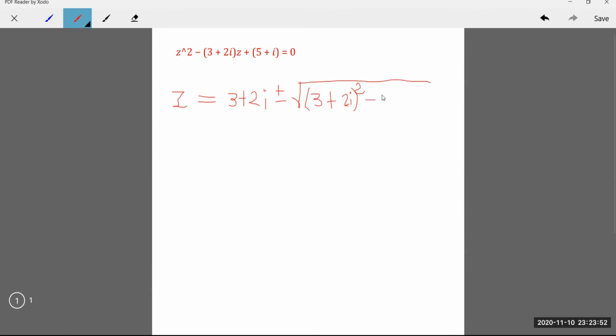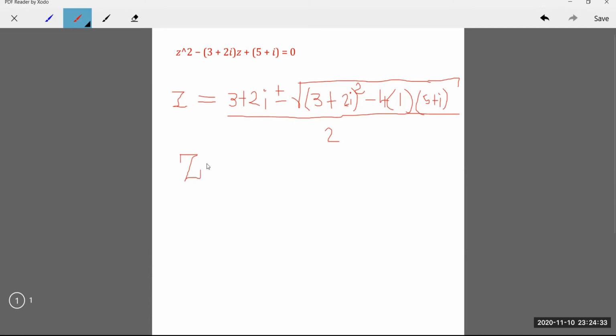Minus 4 times a, which in this case is the coefficient of z squared, which is 1, minus 4 times 1 times c, and c is 5 plus i. So we can write 5 plus i right here. And all of that is being divided by 2a, and a is 1, so it's divided by 2 times 1, which is 2. Now we're done setting up the quadratic formula to find z. So we're just simplifying now.